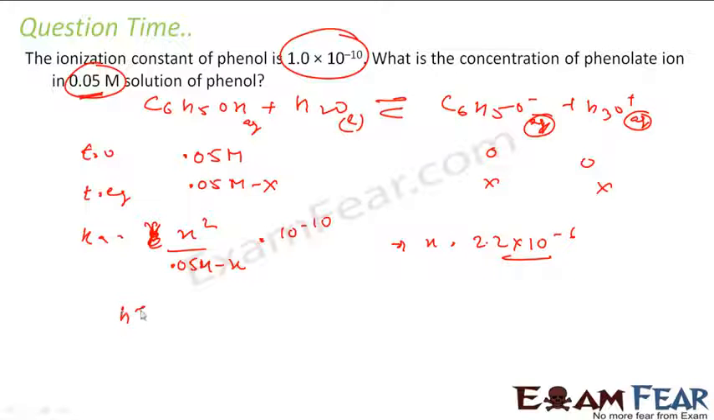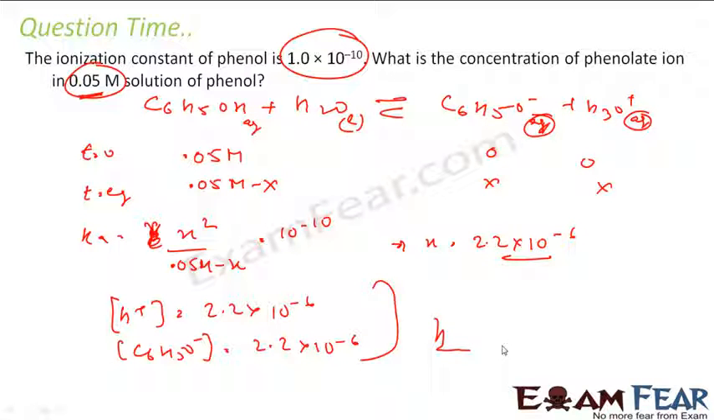Thus I can say that my H plus ion concentration is 2.2 into 10 to the power minus 6, and my C6H5O minus concentration is also 2.2 into 10 to the power minus 6, and that is my answer. Easy one.